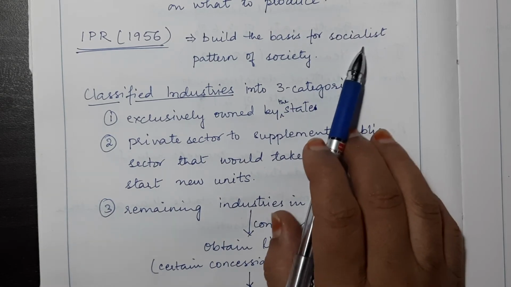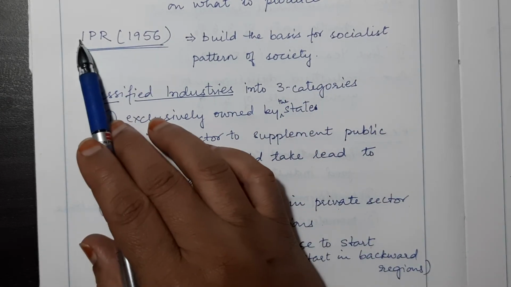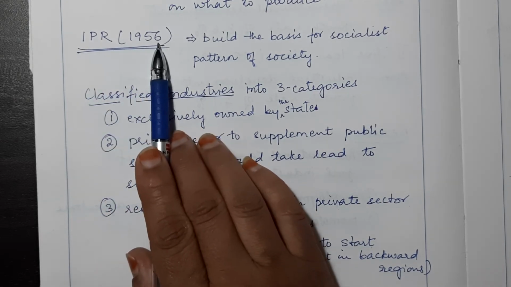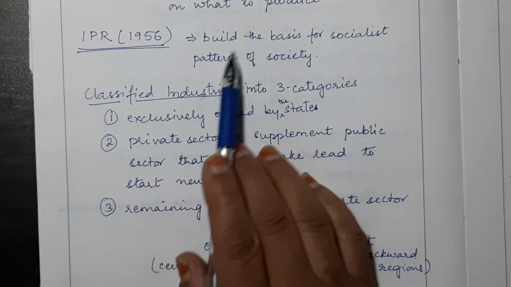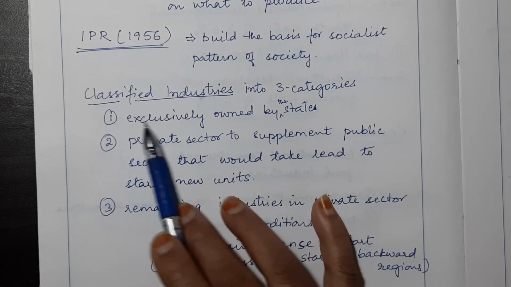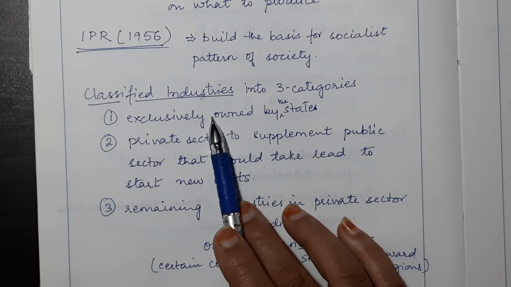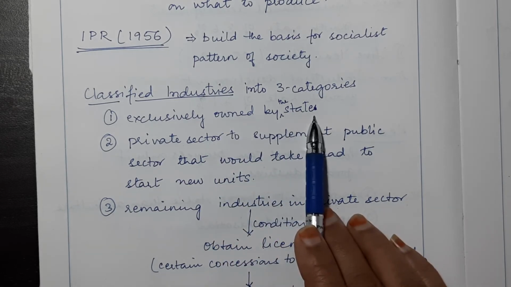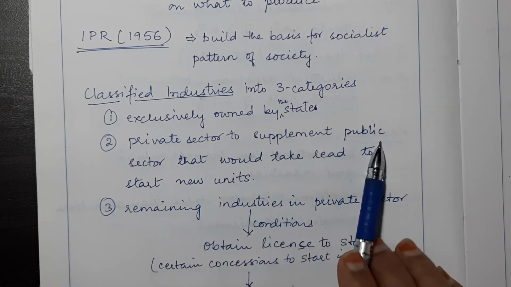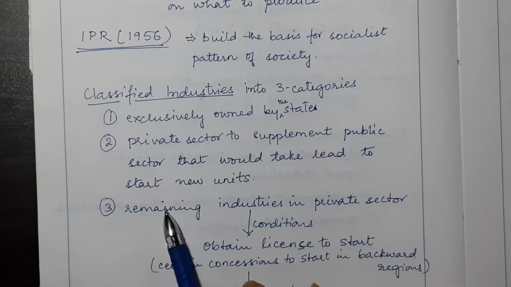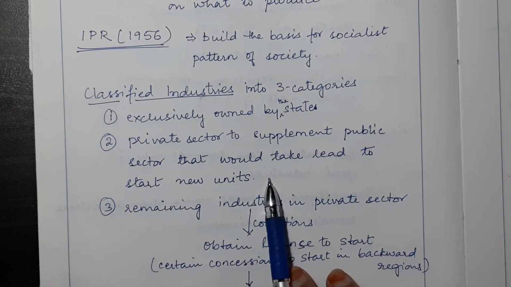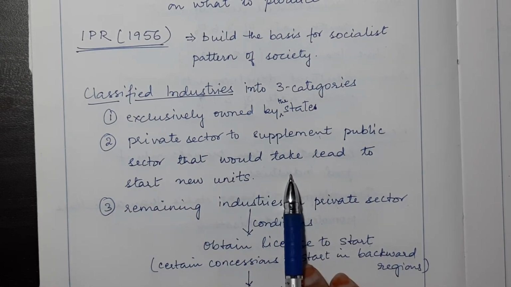In order to build the basis for a socialist pattern of society, the Industrial Policy Resolution 1956, commonly called IPR 1956, was brought in, which classified the industries into 3 categories. The first category included those industries exclusively owned by the states. The second category consisted of the private sector that would supplement the public sector, which would take the lead to start newer units. So only the public sector units were allowed to start new units, and the private sector only had to supplement the products of the public sector.